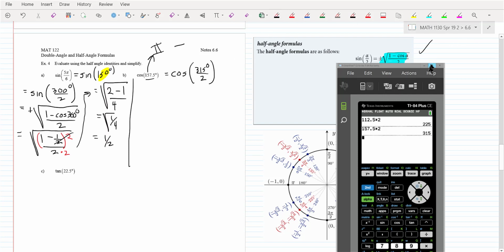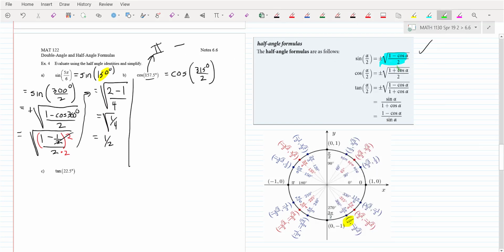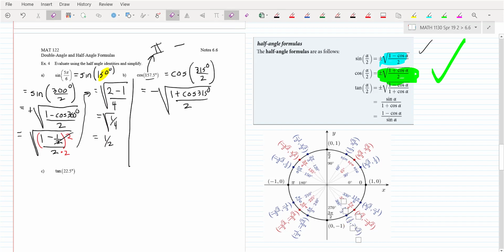So when you begin to put this together, you want to follow the cosine identity that I'm highlighting in green and just do what it tells you to do. So it would be negative square root 1 plus cosine of 315 all over 2. Okay, like that. And then what we'll do is just look up 315, look up the cosine. So the cosine of 315 is square root of 2 over 2. So it goes together like this then. So you would have negative square root of 1 plus square root of 2 over 2 all over 2 like that.